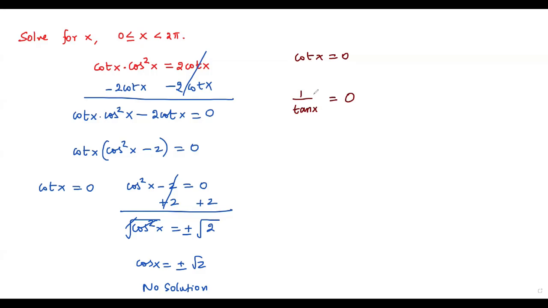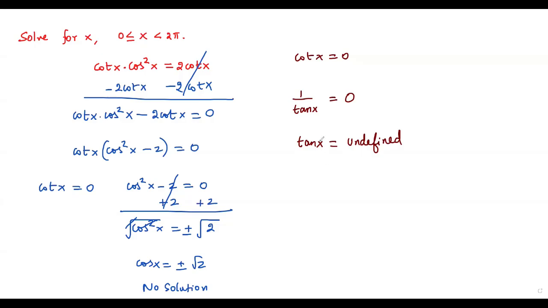Now we can take reciprocal on both sides of this equation. If we take reciprocal for this 1 over tangent x, it will be tangent x over 1 or simply tangent x. Okay, whenever I take reciprocal for 0, it's undefined. Let me write it. Okay, now I got that tangent x equals to undefined.